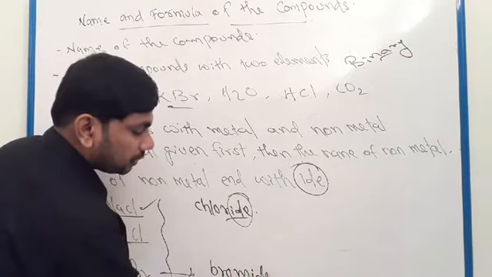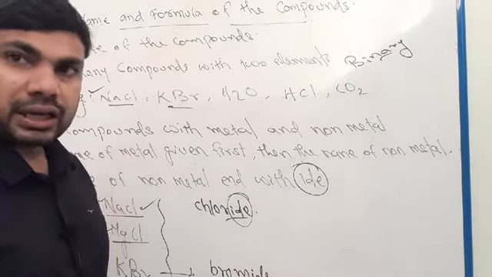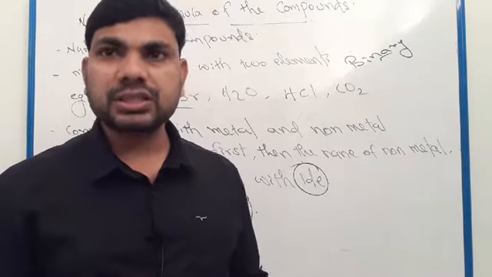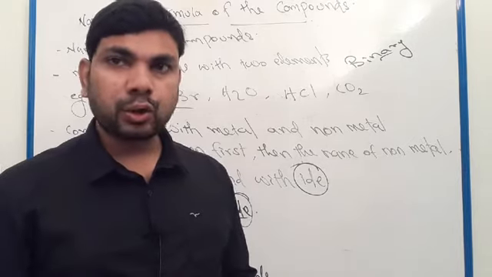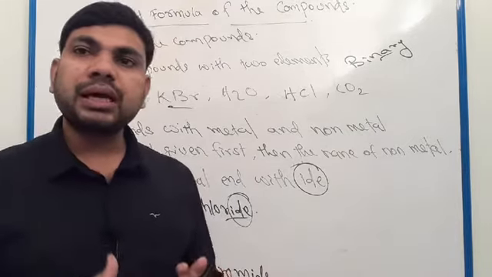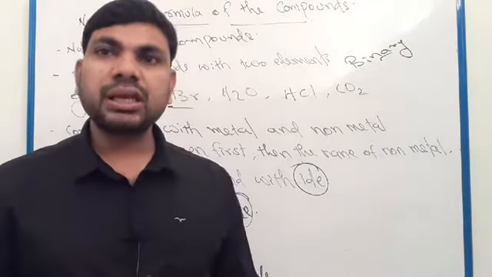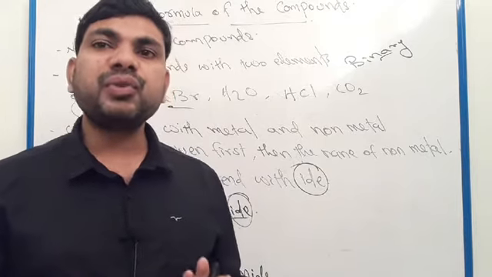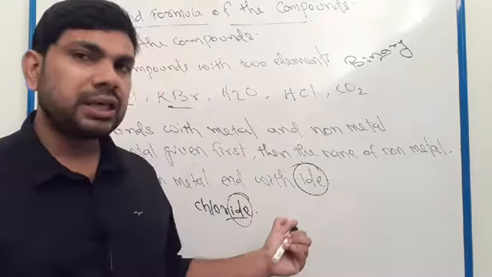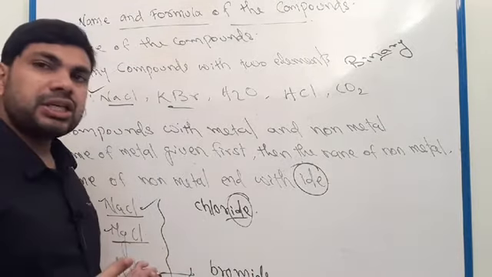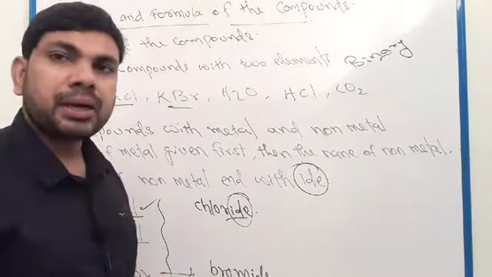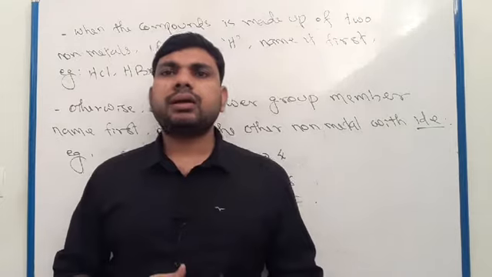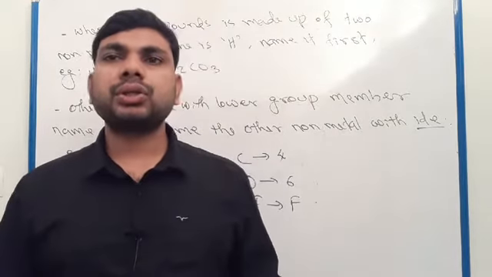So here we discussed binary compounds. Binary compounds mean compounds which contain two different types of elements. Then we discussed compounds which contain one metal and one non-metal. We mention the name of the metal first and the name of the non-metal ends with -ide. Examples: sodium chloride, magnesium chloride, potassium bromide, etc. Clear?